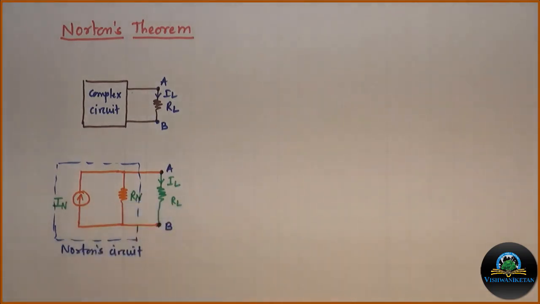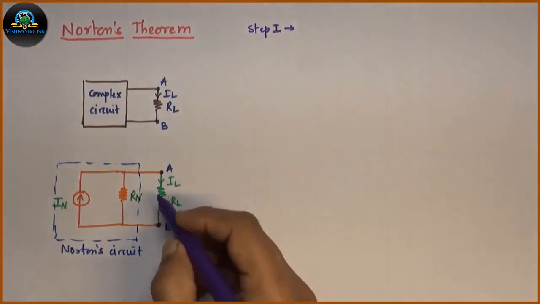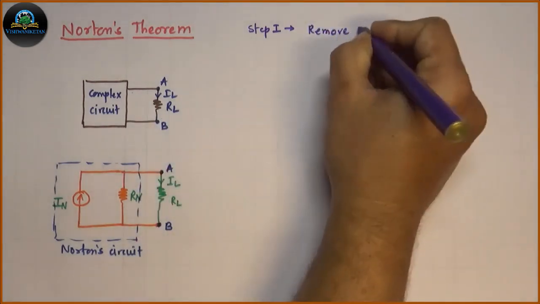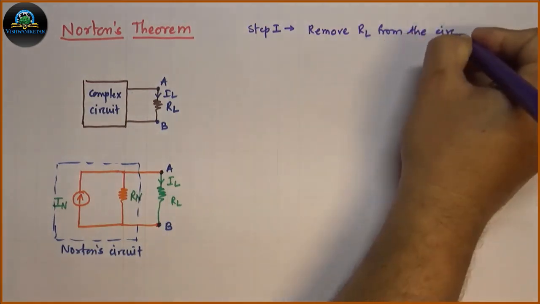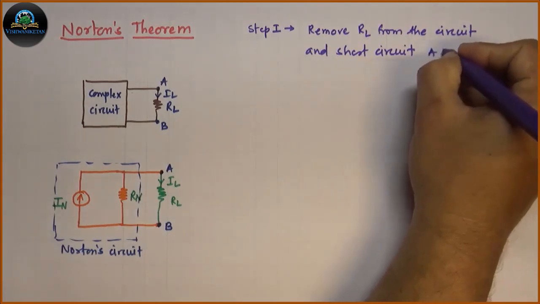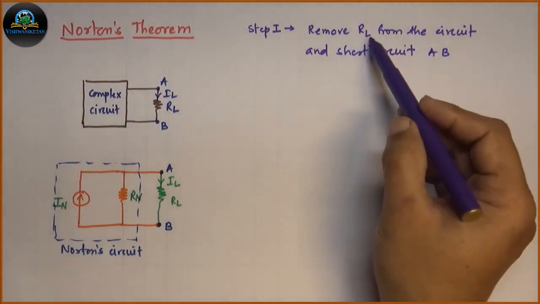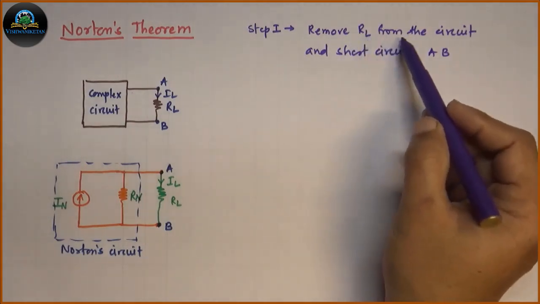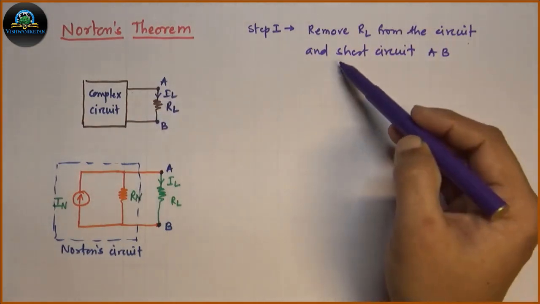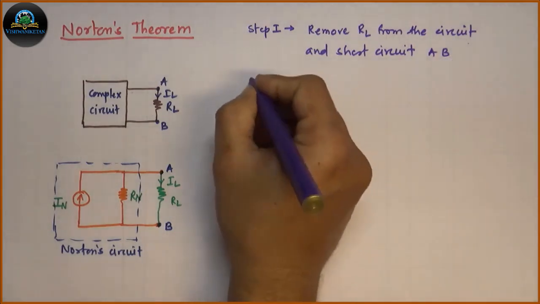The stepwise procedure to apply Norton's theorem is: step 1 is we will remove this RL from the circuit and short circuit AB. So first step is we will remove the RL through which we have to find out current from the circuit. We will mark the terminals of RL as AB and we will put a short circuit across AB. This is our first step.